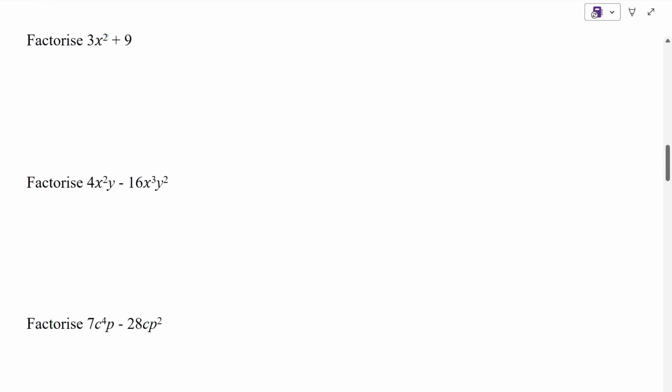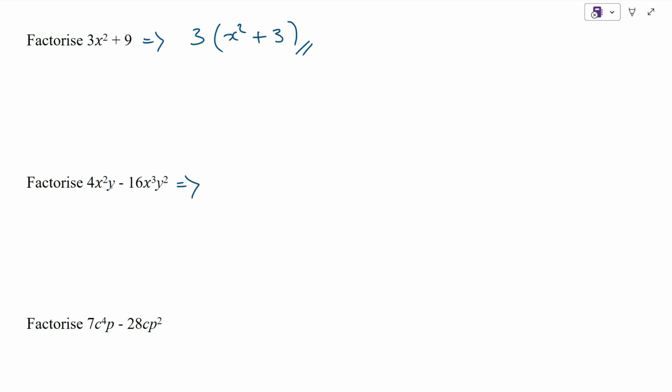Here we've got 3x squared plus 9 and we need to factorize this. First we need to take out the common factor that goes into both terms. We know that 3 goes into both 3x squared and 9. There is no x here, so 3 is just going to be our common factor. Now open bracket. To get this term here, we need to multiply 3 with x squared. And to get 9, we multiply 3 with 3. That's our final answer.